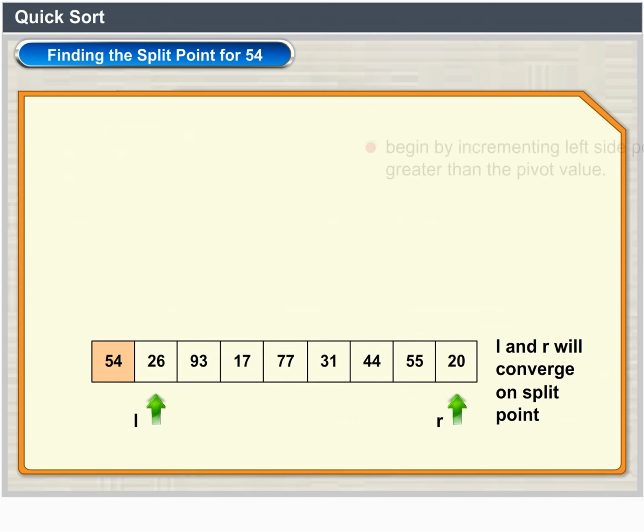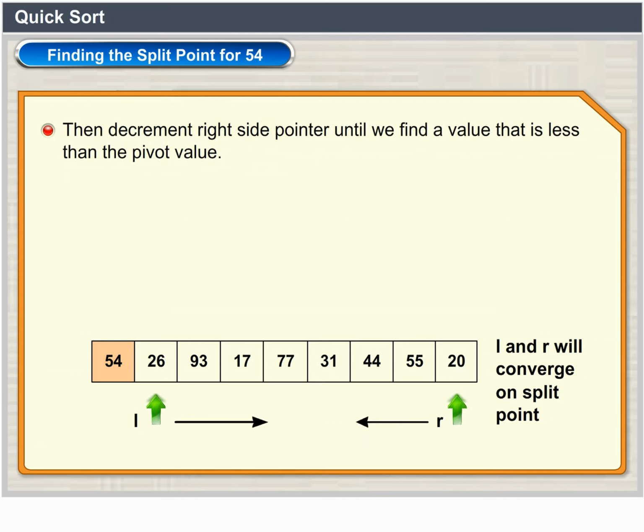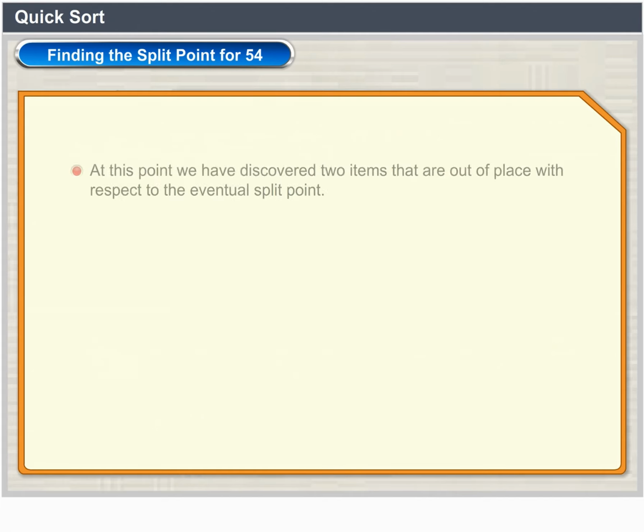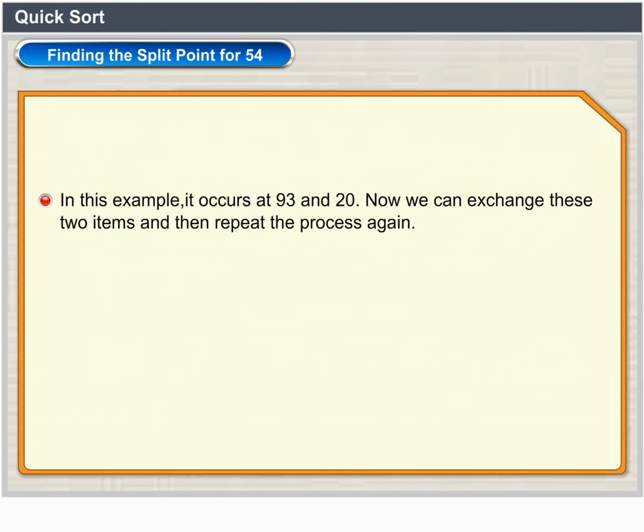Begin by incrementing left side pointer until we locate a value that is greater than the pivot value. Then decrement right side pointer until we find a value that is less than the pivot value. At this point, we have discovered two items that are out of place with respect to the eventual split point. In this example, it occurs at 93 and 20. Now we can exchange these two items and then repeat the process again.